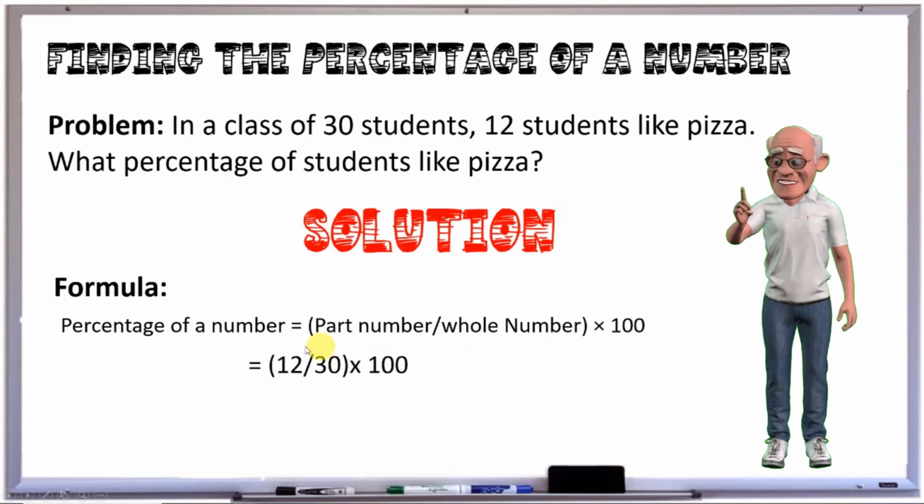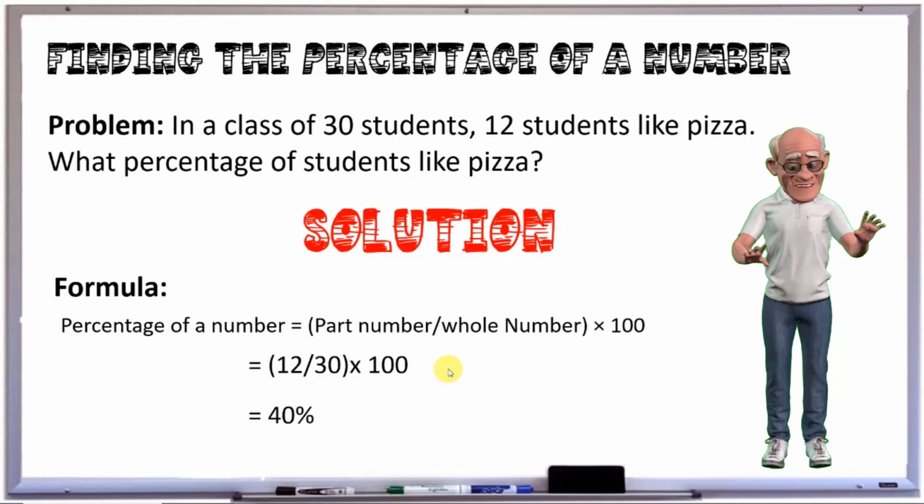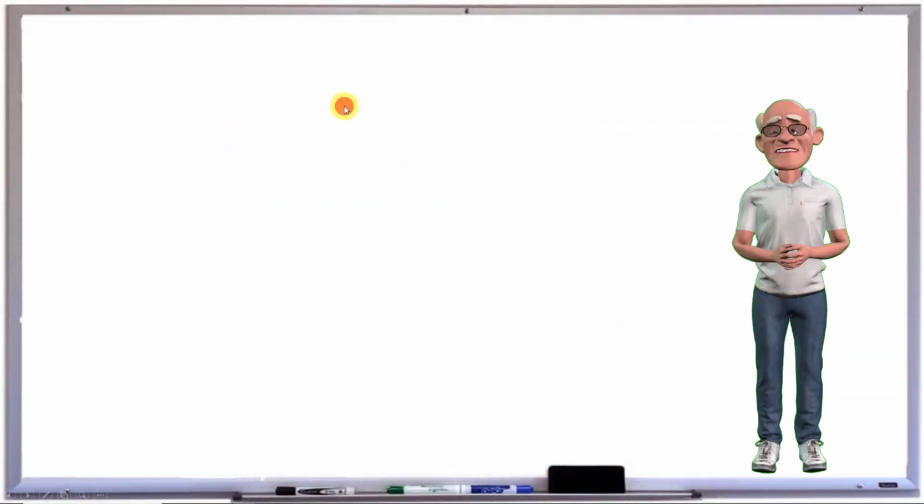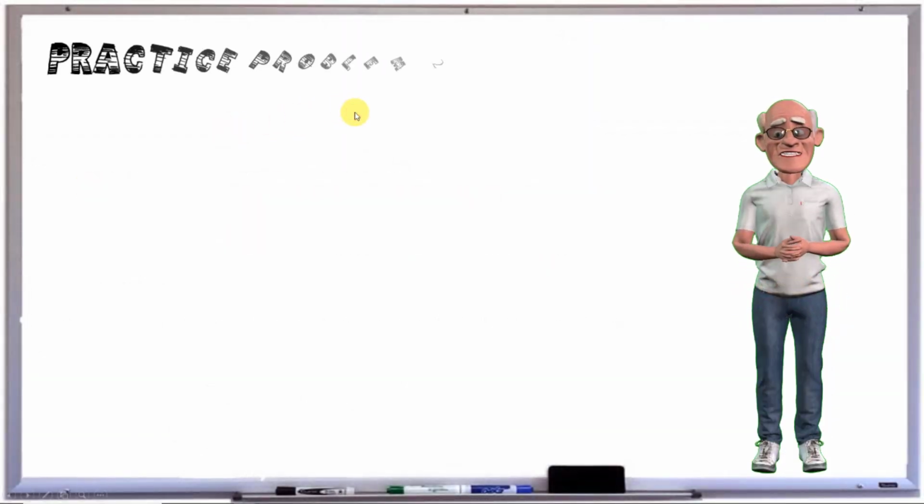So as I said, 12 divided by 30 times 100, and that gives us 40% of the kids like pizza, huh? That's very nice. Who doesn't like pizza? Great. Let's go and look at another practice problem.